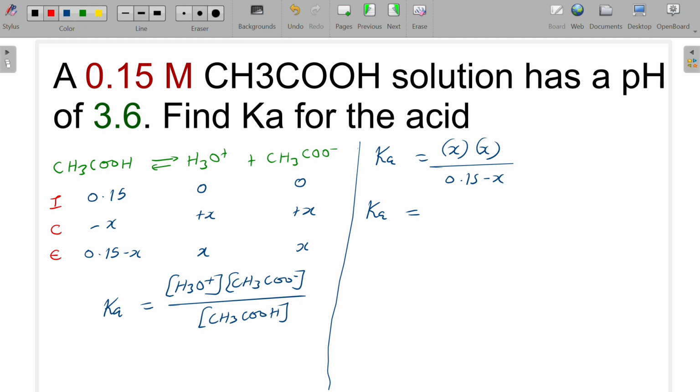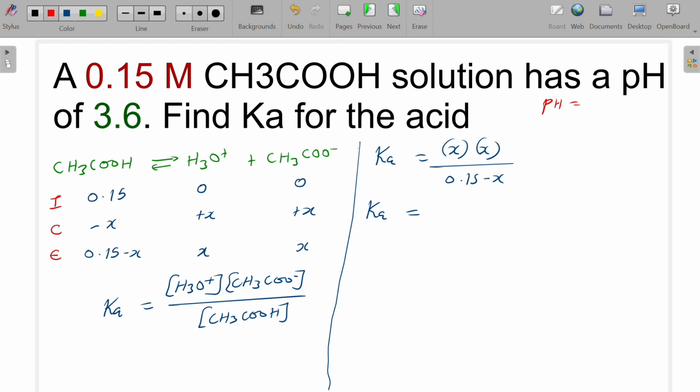Now, that pH value can help us find something. That something is the value of x, which is the hydronium ion concentration. This value of x here is also the hydronium ion concentration. So we can find it using the value of pH that we are given. So let's do that.